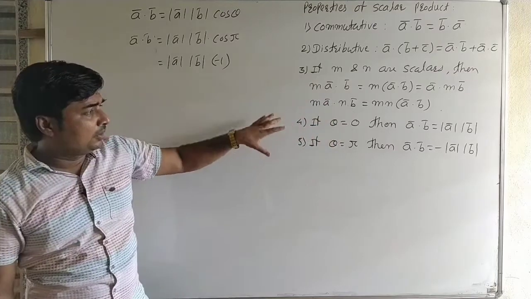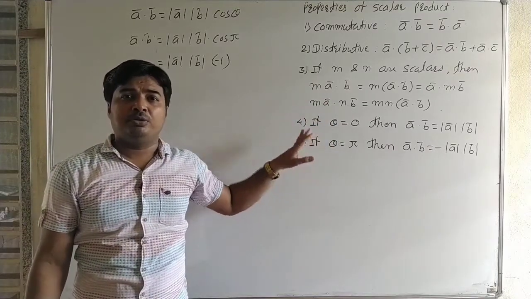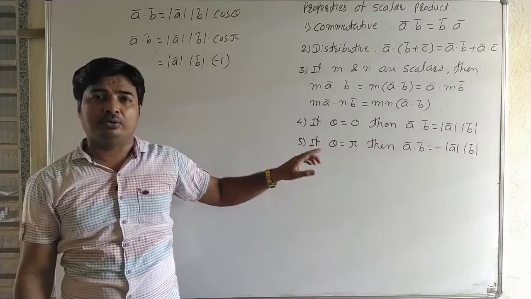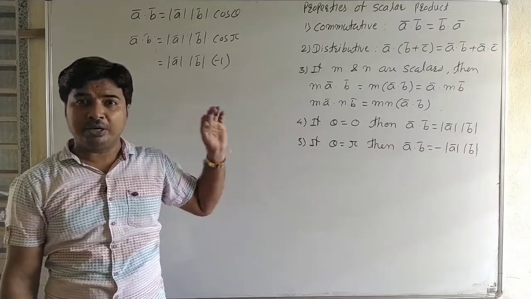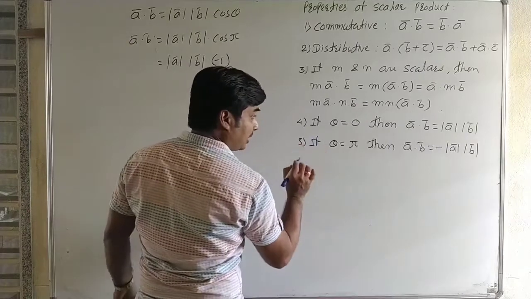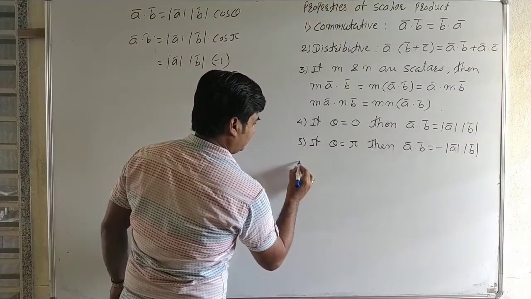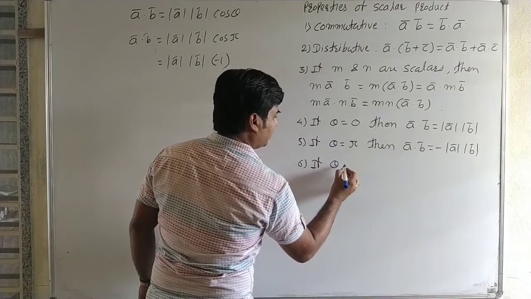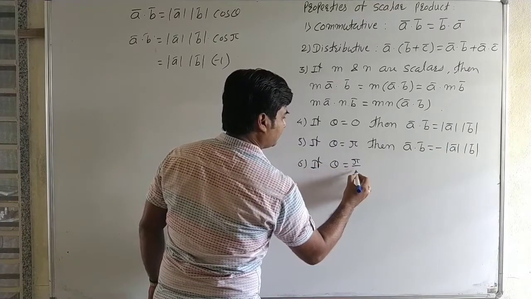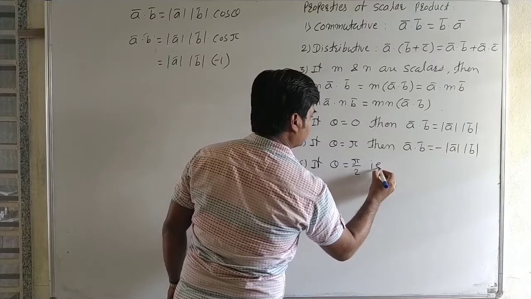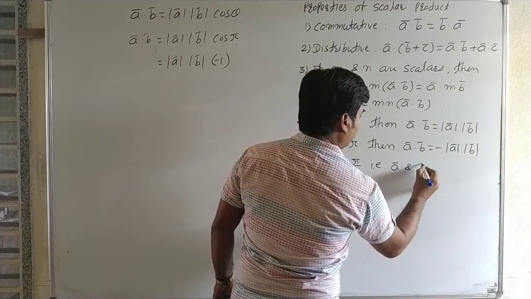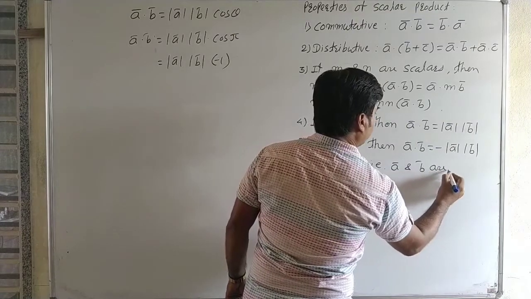Here if theta is equal to pi by 2, pi by 2 means 90 degrees. That means the angle between a bar and b bar is equal to pi by 2. That means the two vectors are perpendicular. So if theta is equal to pi by 2, a bar and b bar are perpendicular.